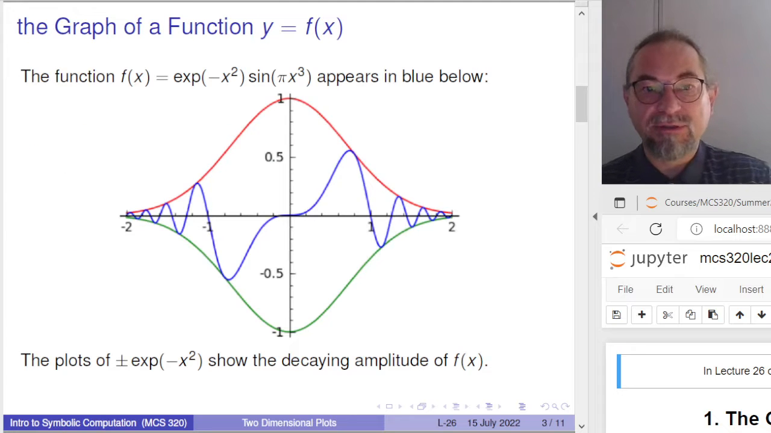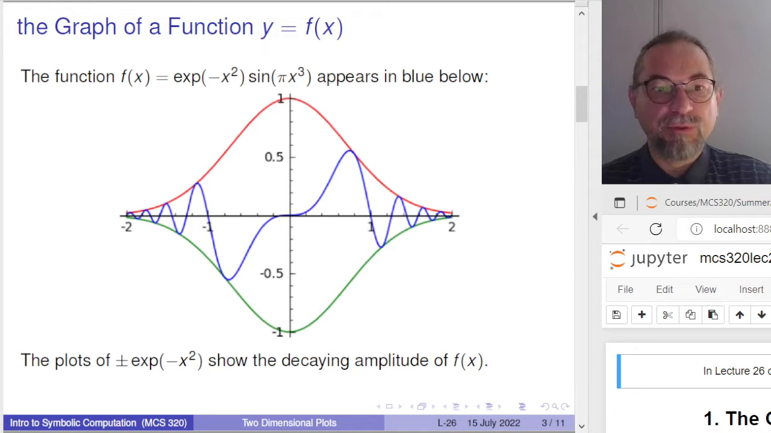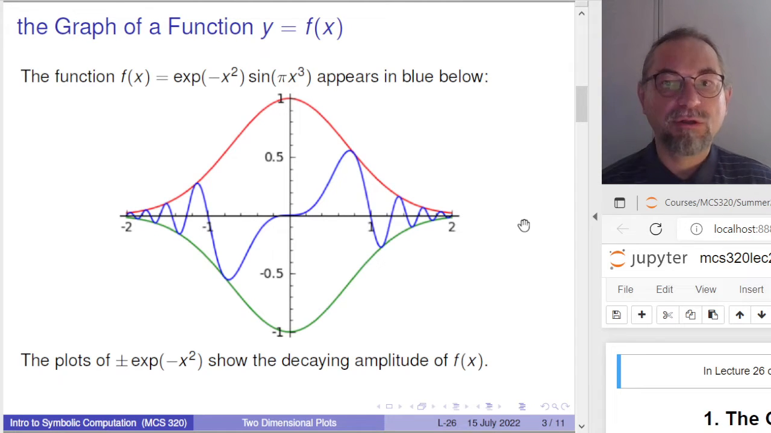Okay, let us look at a first example. Here we have a periodic function with a decaying amplitude. So this is a sine function which oscillates, with the amplitude drawn here in red and in green. So these are three plots all in one. The plot of the function is drawn in blue. The amplitude kind of gives additional perspective to this plot.